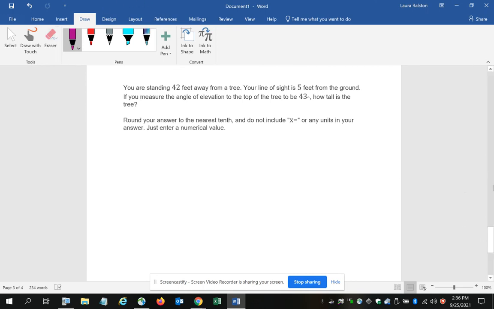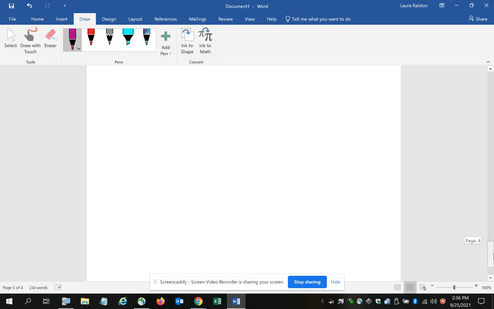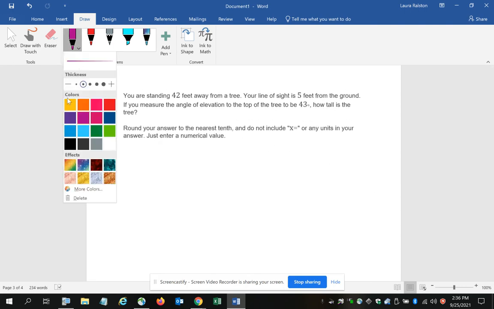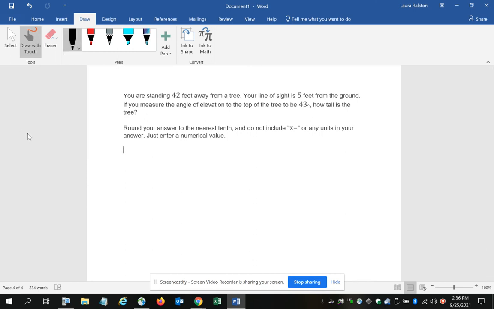Okay, I believe I've got one more example here. I tried to do a nice variety. It says you are standing 42 feet away from a tree. Your line of sight is 5 feet from the ground. If you measure the angle of elevation to the top of the tree to be 43 degrees, how tall is the tree? Okay, so you're standing here. Here's you. Kind of disproportionate, but there's you.